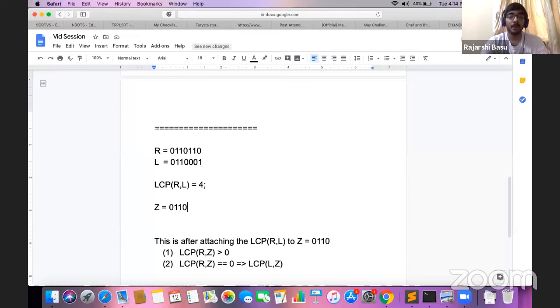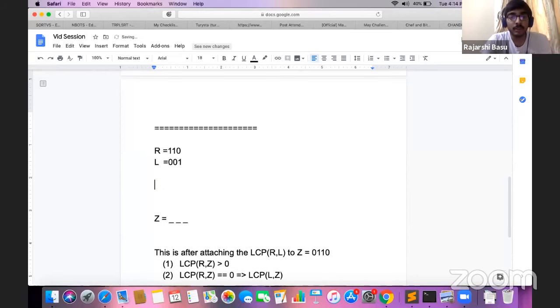Now that you have fixed the first four characters, forget about them. Let's try to fix the remaining characters, remaining three characters in this scenario, for example. What are the remaining three characters? So just for clarity, I am removing the first four characters. Now forget about that LCP of L and R equal to 4. We already have accounted for that.